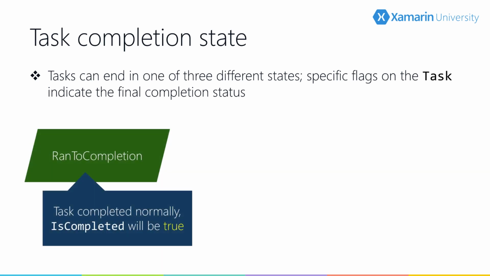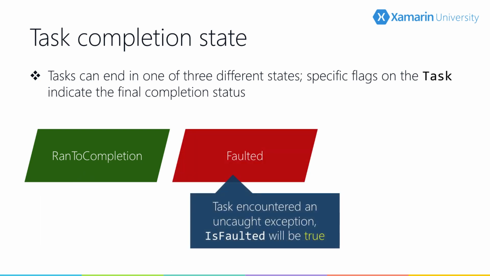So here are the different states. The one that we are always hoping for is that our task ran to completion. IsCompleted will be true. This indicates that the delegate method returned normally. Exceptions that might have occurred were caught and handled in the task itself. All is good.